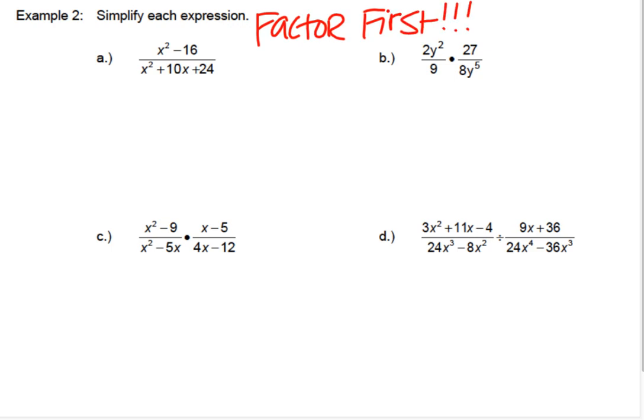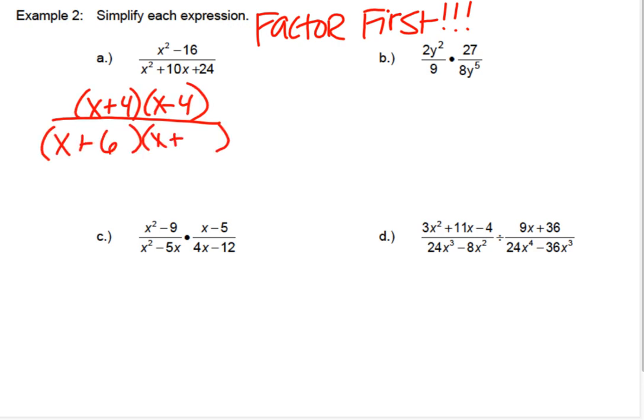Okay, factor first. So first thing, x squared minus 16, well, that's the difference of squares. We get x plus 4 and x minus 4, all over... I'm going to factor on the bottom. What multiplies to 24 and adds to 10?